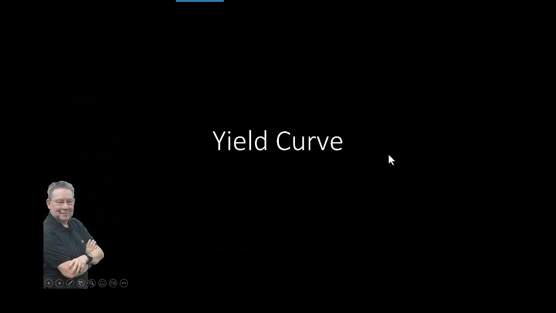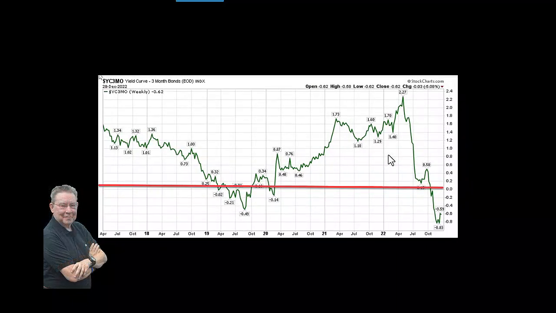Let's start with the yield curve. This is one of my go-to techniques for forecasting the economy. There's really two major yield curves that economists look at. This is a chart of three-month treasury bills minus 10-year note yields. Another famous one is two-year note yields minus 10 years. And I've drawn a red line on this chart to show when it goes negative.